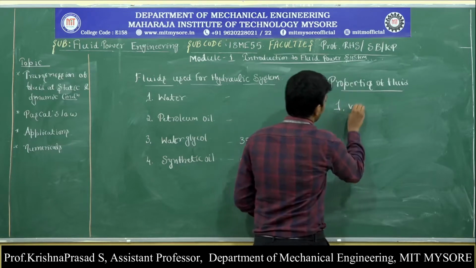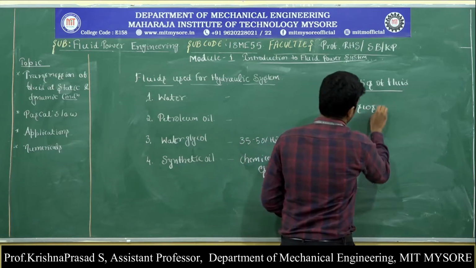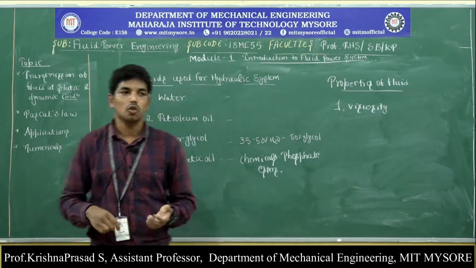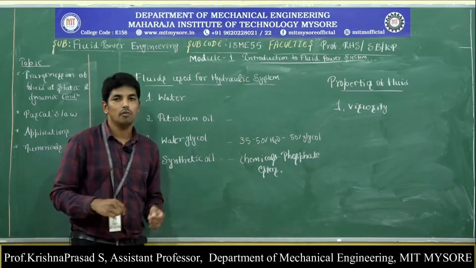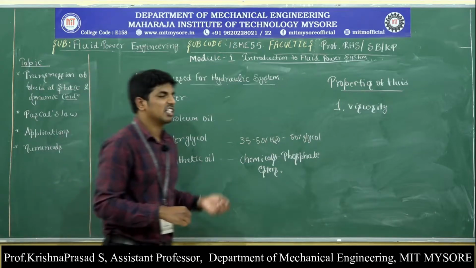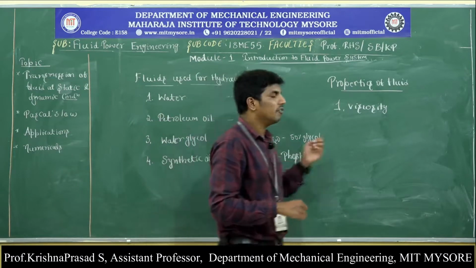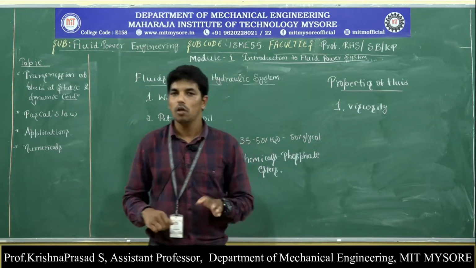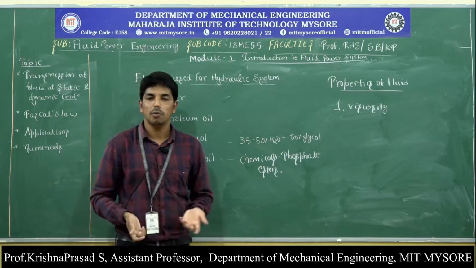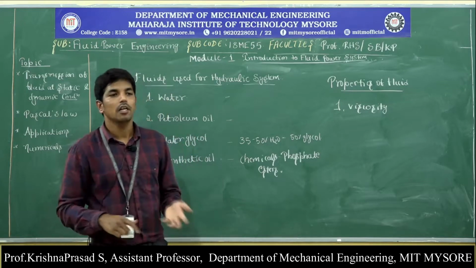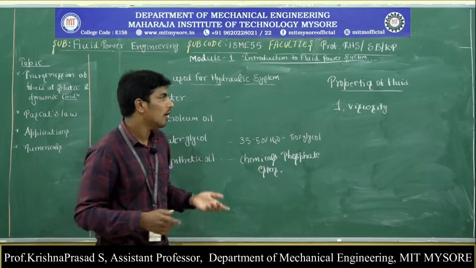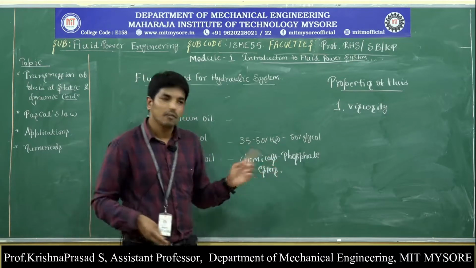Next, what are the important properties of the fluid? The first one is viscosity. What is meant by viscosity? Viscosity is the ability of the fluid to flow with its own resistance. The viscosity should be at the correct level. If the viscosity is very low, there will be a problem of improper lubrication. If the viscosity is very high, the mechanical components will not move properly. That's why the fluid should have proper viscosity.